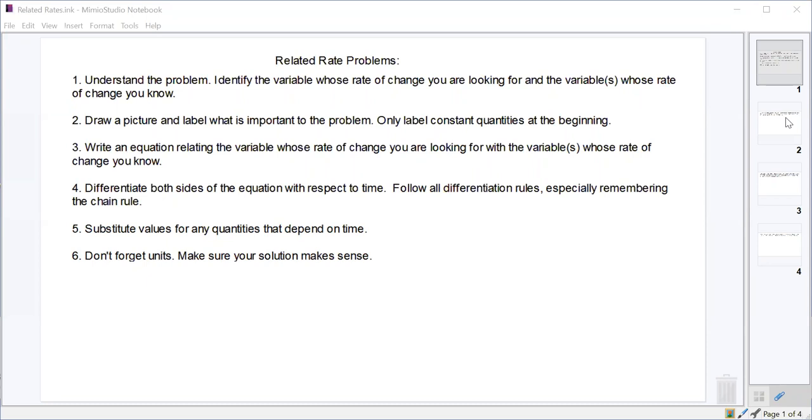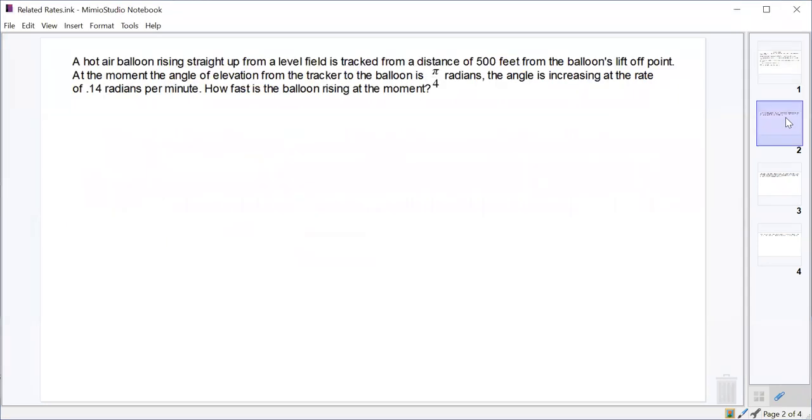So I don't know if it sounds complicated. It might not sound complicated, but we're going to start with one that's fairly easy, and I think it should help you get going with this. So we're going to have a hot air balloon. It's going to rise straight up from a level field, and we're going to track it at a distance of 500 feet from where it's lifting off from. And then we've got some other stuff going on. We want to know how fast the balloon is rising at some specific moment in time.